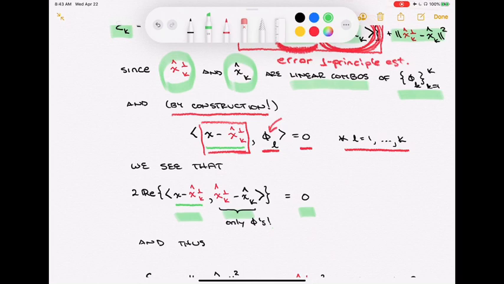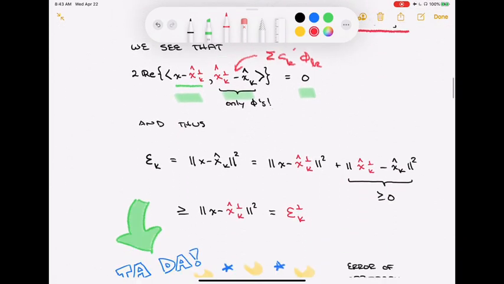You can also get part of the details in here by plugging in for all of those terms. You're going to get some sum of some other coefficients, let's call them ck primes, with some phi k's, something along those lines. And we know that inner products of sums can be broken out into sums of inner products, and the result falls almost immediately. So that middle term, by construction, just disappears. Okay, that greatly simplifies things.